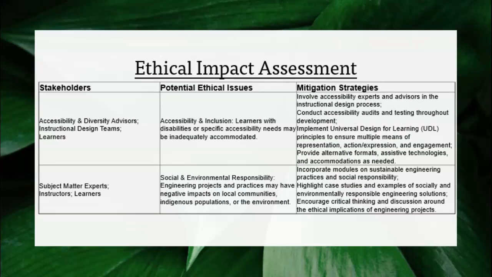And then for the last two potential ethical issues and the mitigation strategies for those: for accessibility and inclusion, it's really just involving our accessibility experts and advisors in the instructional design process to make sure that we're following all the appropriate guidelines. And then for the social and environmental responsibilities, incorporating modules on sustainability and engineering practices, and also the social responsibilities that we have. For the environment, we also make sure that we follow a lot of the EPA laws that are out there. So we incorporate some of that into the design to make sure that we're being fully inclusive on the social and environmental responsibilities when it comes to engineering.